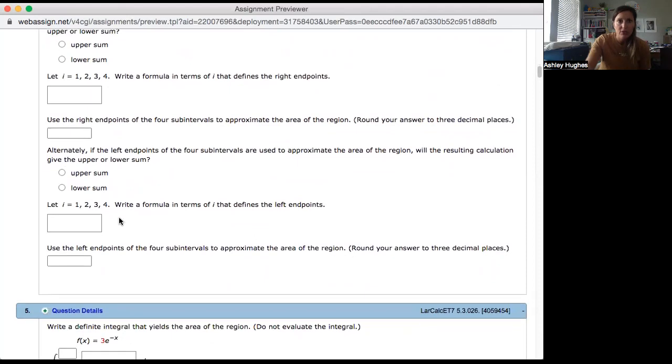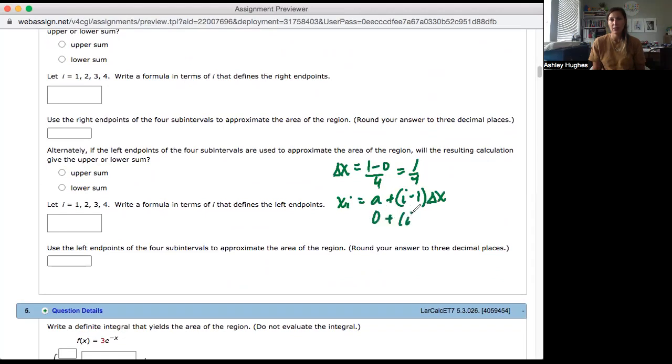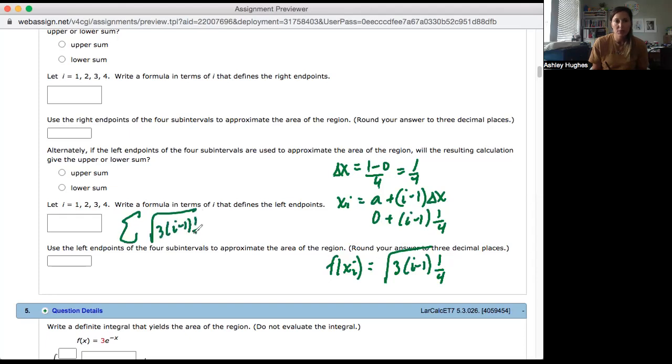Left will be then lower. So if we're going to do the endpoints for the left one, you have to subtract 1. Same idea: delta x was b minus a divided by n. xi is a plus i minus 1 times delta x, so 0 plus i minus 1 times 1/4. And then f of xi, you plug in that, so the square root of 3 times i minus 1 times 1/4. Then you sum up the square root of 3 times i minus 1 times 1/4 times delta x, from i equals 1 to i equals 4.